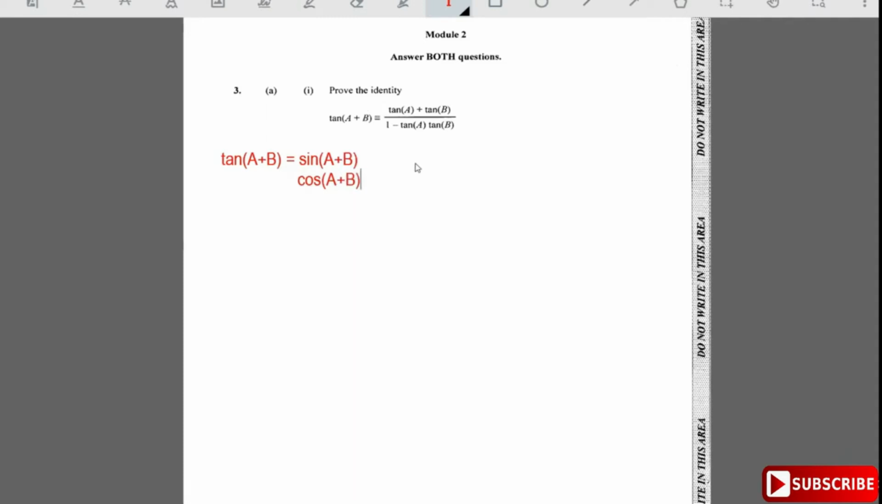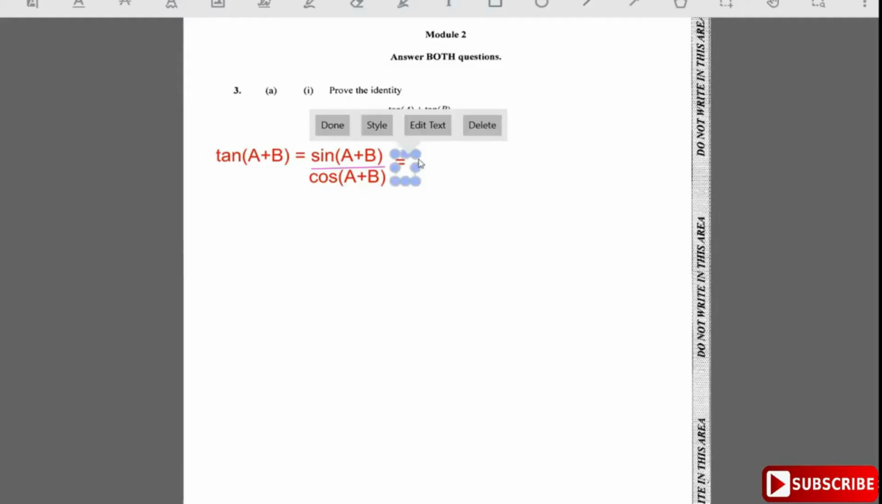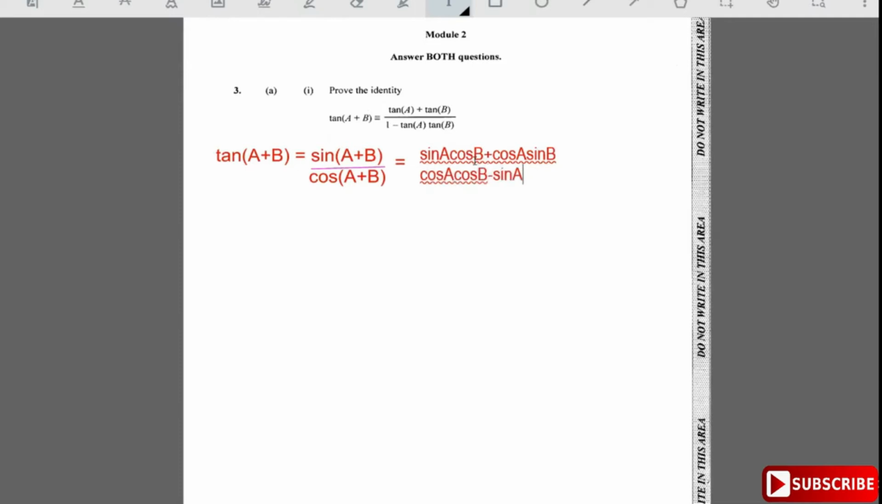But then what do we know? We know a formula for sine A plus B. The formula is given by sine A plus B is sine A cos B plus cos A sine B, divided by the cos of A plus B, which is cos A cos B minus sine A sine B. That's that formula. Nice and easy.